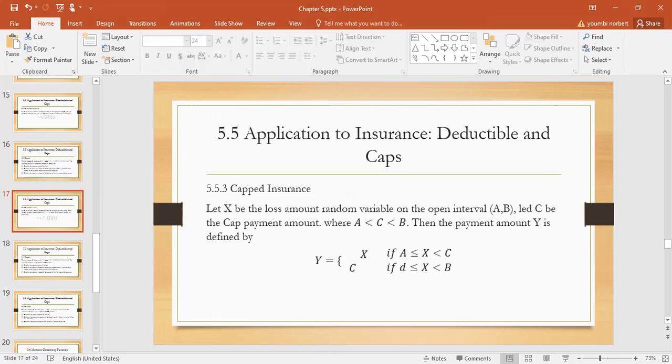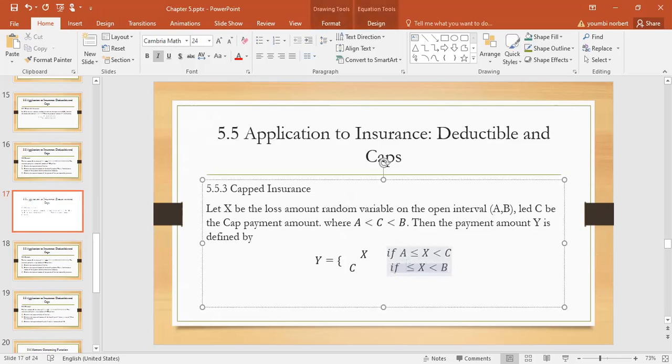So when there is a cap on your coverage, then the payment amount is the loss amount if it is less than the cap. Or the cap here is C. That is the inconvenience of copy and paste. And here is C. So you can also have both. So this is the payment amount, how it's related to the loss amount. If you have both, which are not included, you can figure it out.